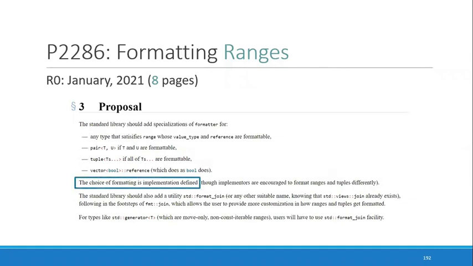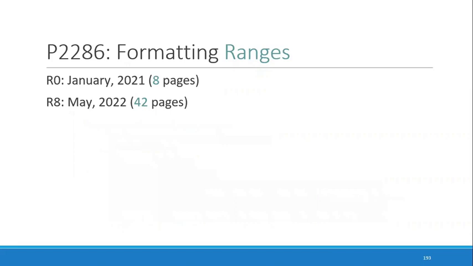Amusingly to me, it included this sentence, which reads, "The choice of formatting is implementation defined." At the time, I was like, well, I don't really care how these things are formatted. Literally any formatting is better than no formatting, which is the status quo. That turns out to not have been a popular choice, as you might imagine. So the last version of the paper is 42 pages long, but it was adopted for C++23.